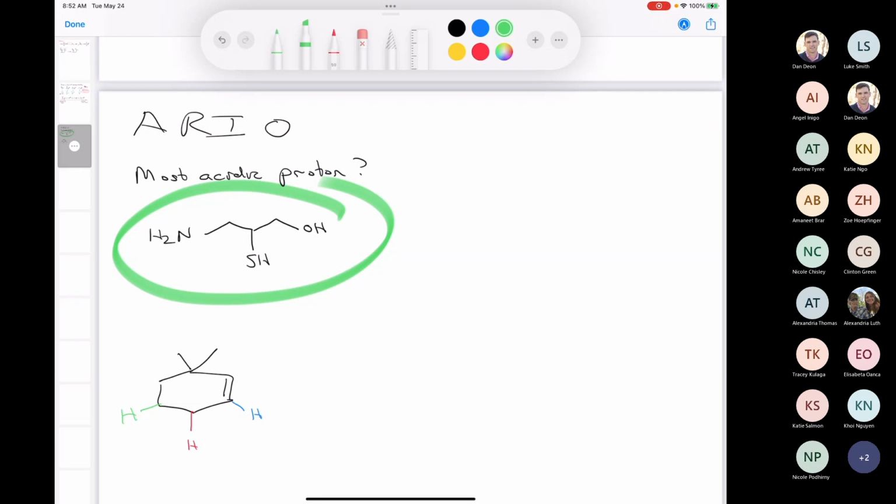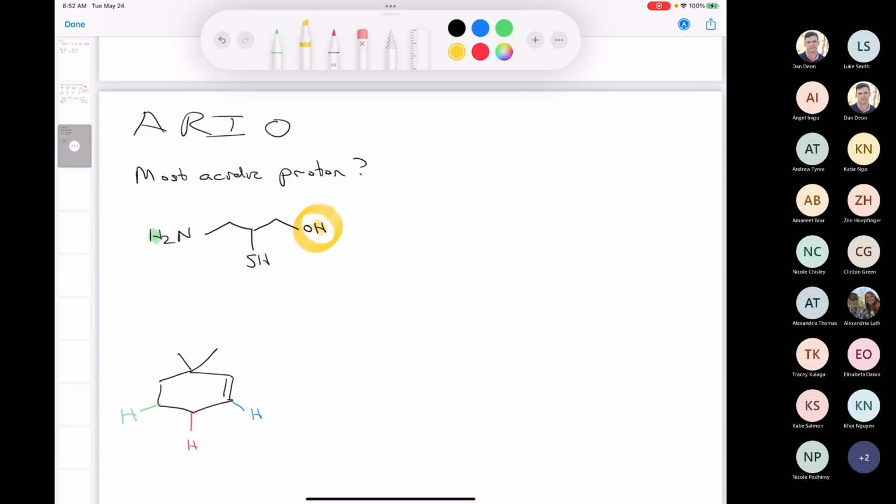Yes, Kiana, absolutely. It's the one on the sulfur. Now, Kiana, I'm not sure how you solved that problem, but I know that you used one of two ways, and maybe you used both ways, if you wanted to double check. Kiana could have said, okay, well, I've got a hydrogen on a nitrogen, and then I've got one on an oxygen. And I know that oxygen is more electronegative than nitrogen. And so that's going to better stabilize a negative charge. So this would be more acidic than the proton that I have highlighted in green.